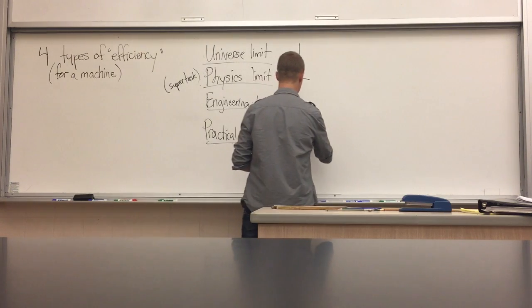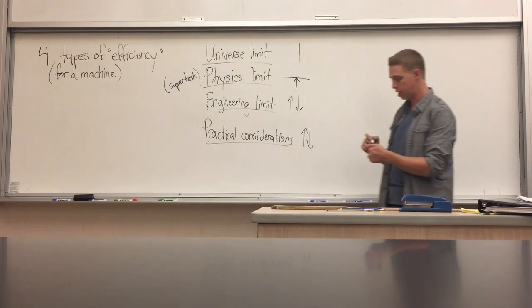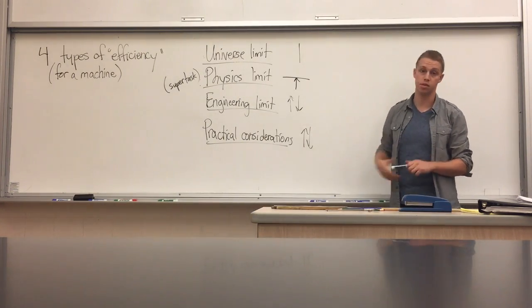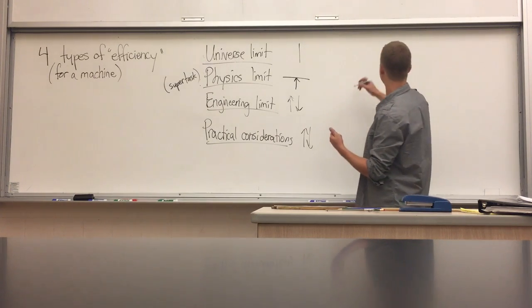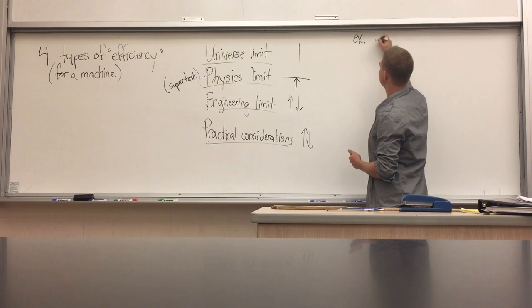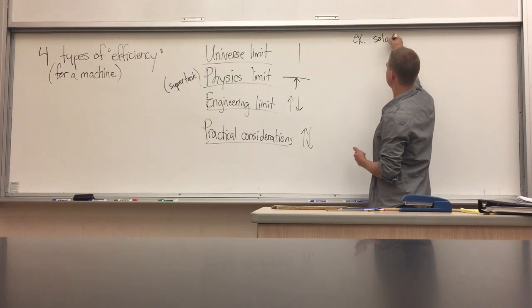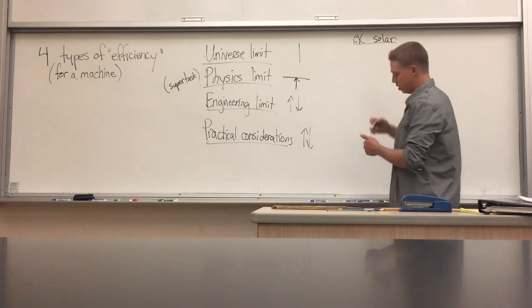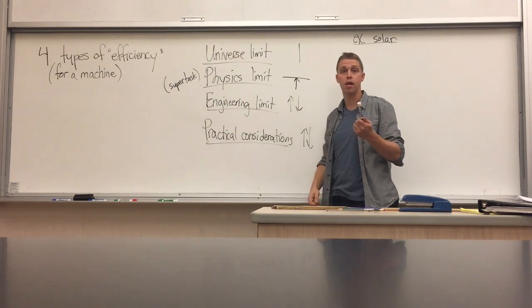And these also fluctuate up and down. So I'll tell you in a second what I mean about practical considerations, because I want to just use 2 examples. So I hope you can read this. The first example is going to be solar power. Example of like a solar cell, all right?